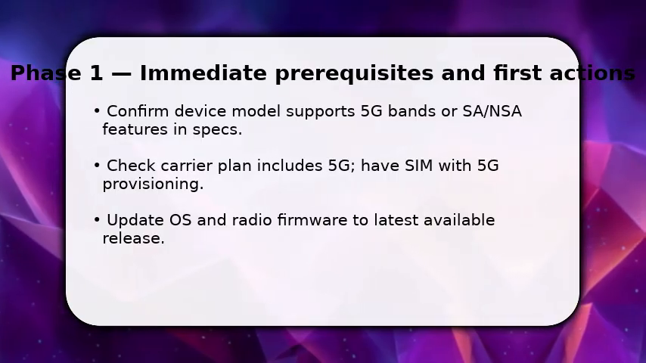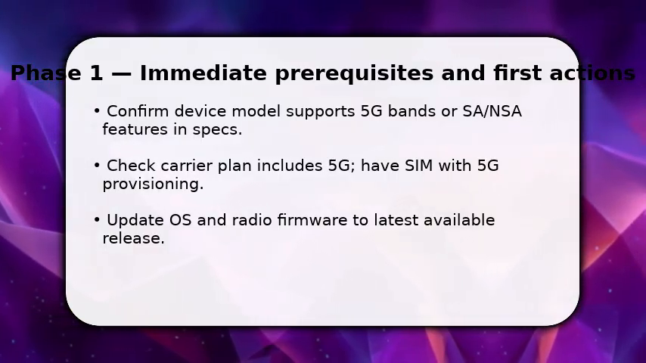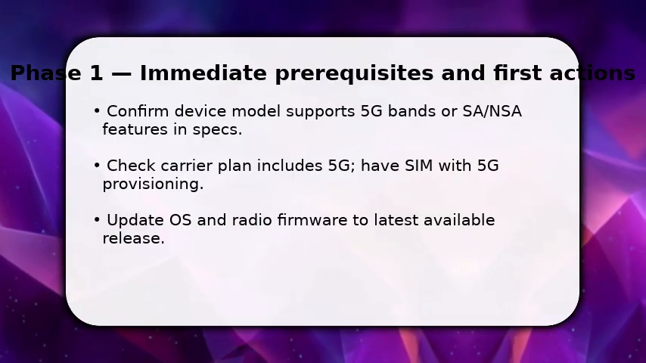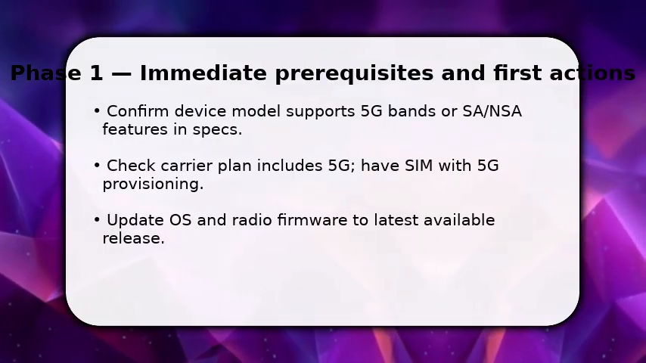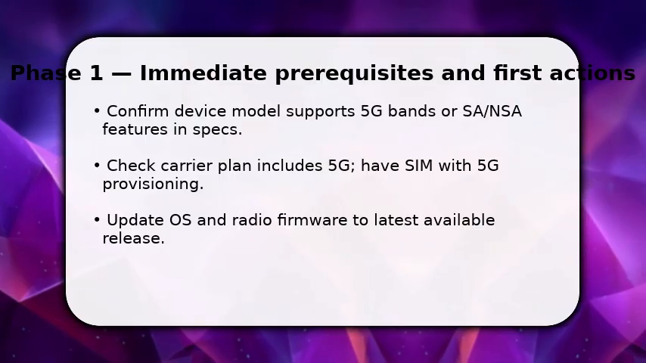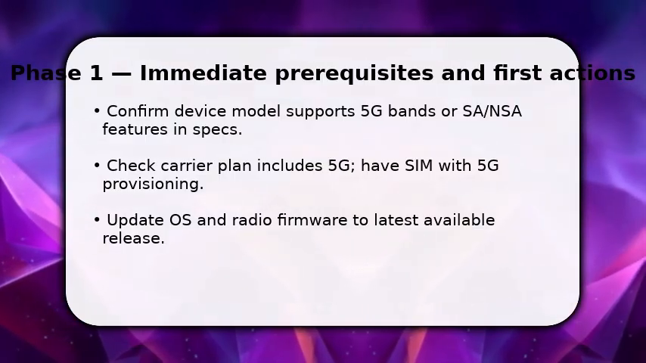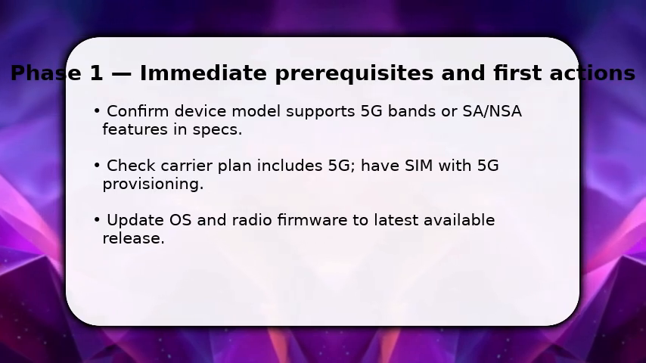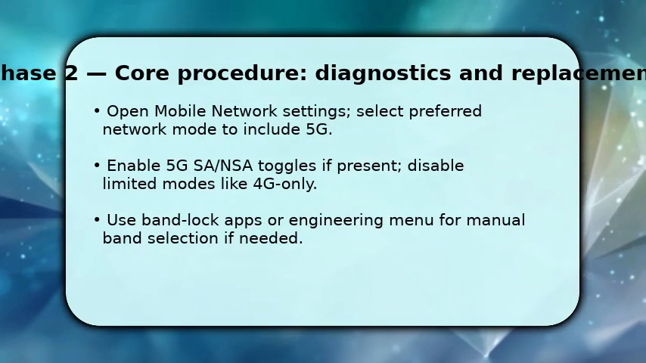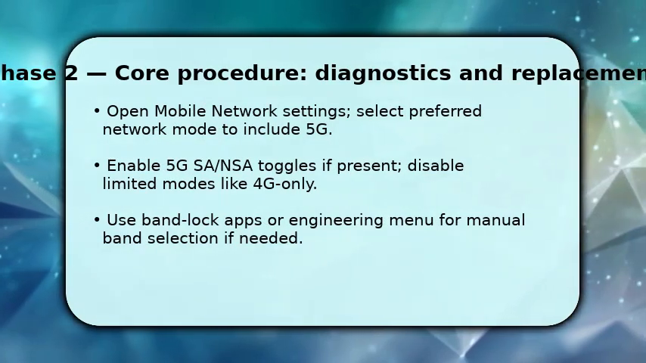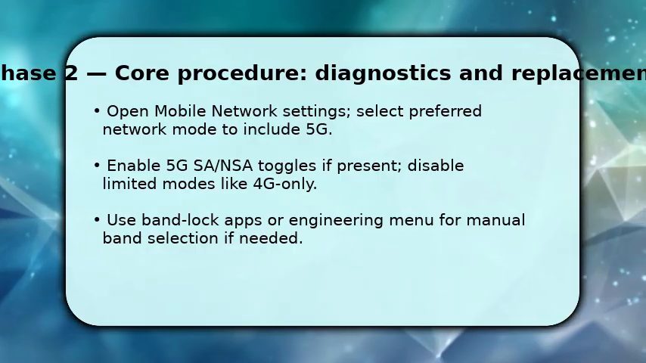Make sure to install the latest OS and modem firmware updates, because radio updates enable new bands and stability. After updates, reboot the phone and keep the carrier settings prompt. Accept any network profile changes to allow 5G registration. Once done with updates, open mobile network settings and change preferred network mode to include 5G.